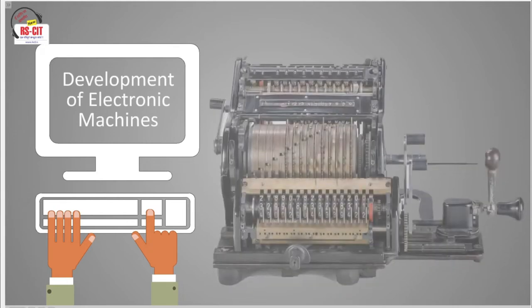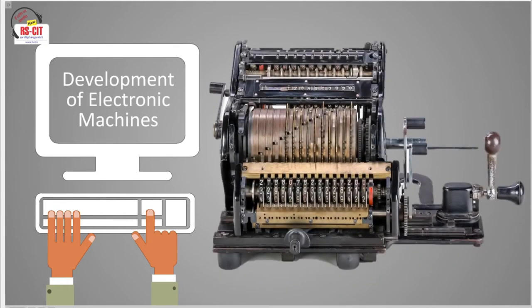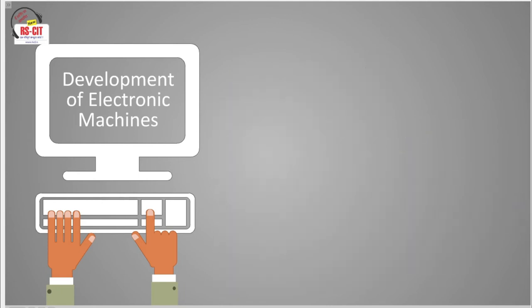In the year 1646, a German mathematician, Gottfried Wilhelm von Leibniz, improved the Pascaline by creating a machine that could also multiply. Leibniz's mechanical multiplier worked by a system of gears and dials. This machine was used till 1820.